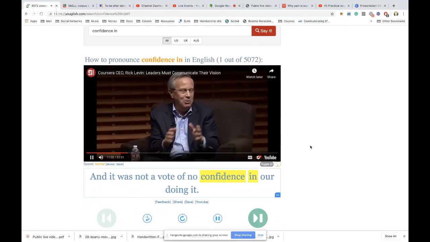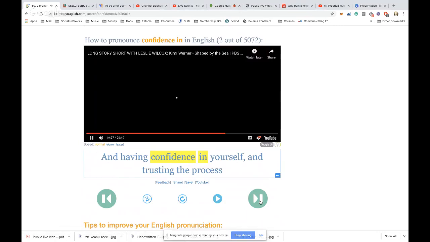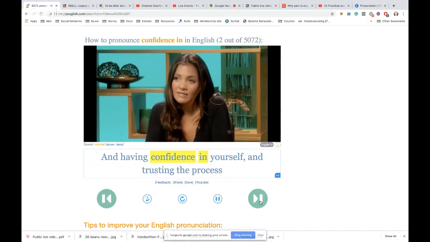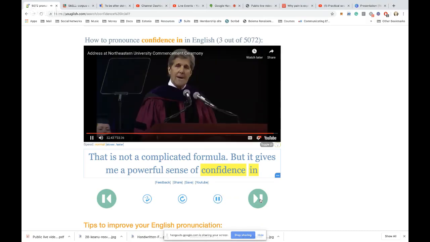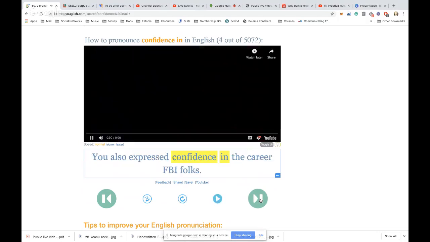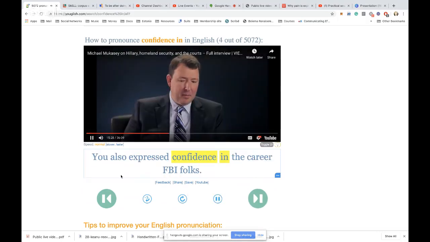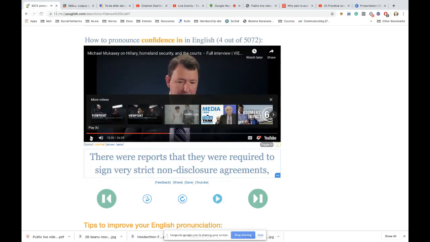Again, we have this example. "It was not a vote of no confidence in our doing it." That was good. And having confidence in yourself. Confidence in yourself. "That is not a complicated formula, but it gives me a powerful sense of confidence in what together we can achieve." Confidence in what together we can achieve. Beautiful. "You also expressed confidence in the career FBI folks." Confidence in the career.